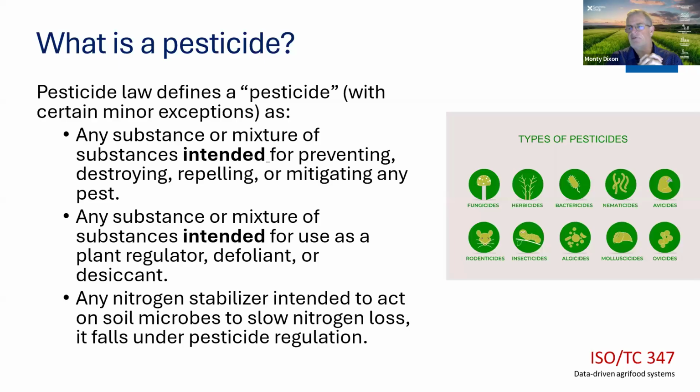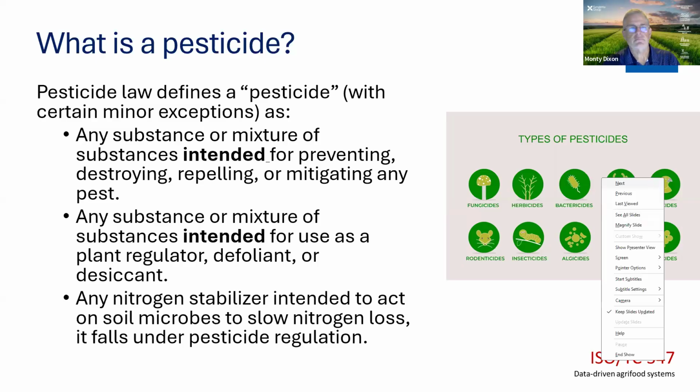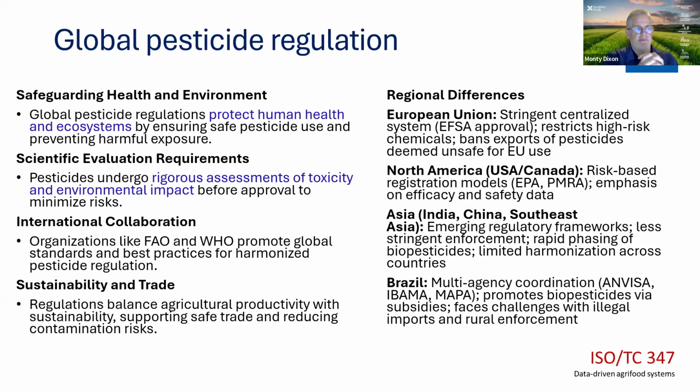These can include fungicides, herbicides, algicides, rodenticides. Also can include plant regulators, defoliants or desiccants, or nitrogen stabilizers. Essentially, if it's intended to control or eliminate a pest, it's a pesticide. And pesticides are very highly regulated to ensure both human health and ecological health.